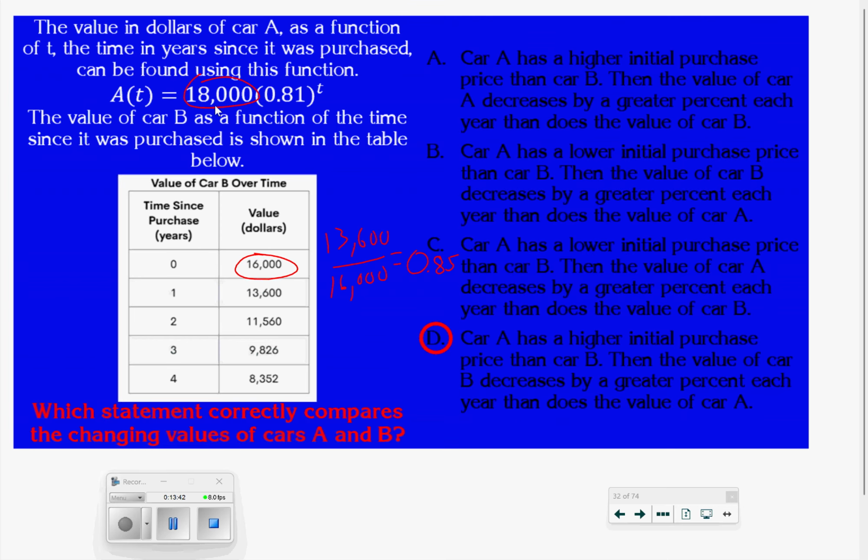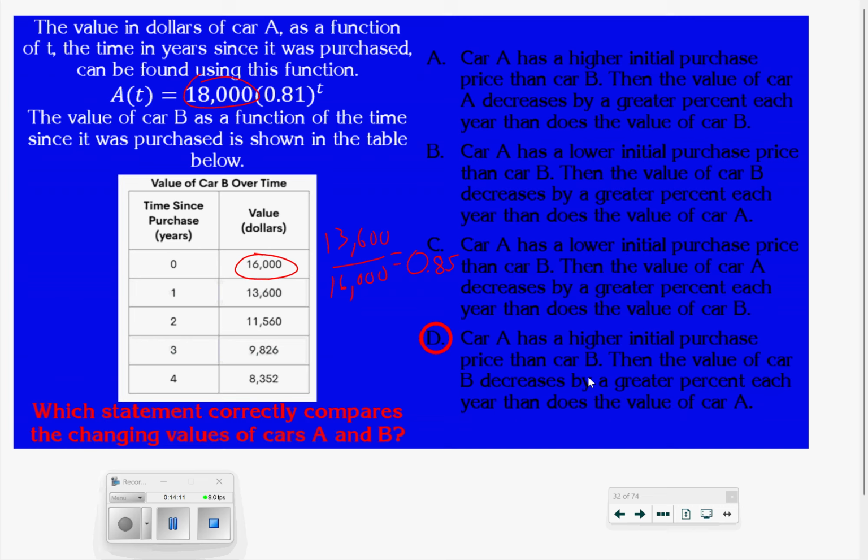Car A starts off for 18,000. Car B starts off for 16,000. So A has the higher. So it's got to be either A or D. So what's the difference between A and D? Well, in A, they say the value of car A decreases by a greater percentage each year than B. And here it says car B decreases by a greater percentage each year than does the value of car A.